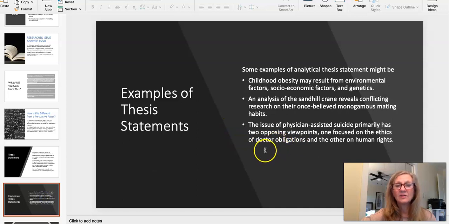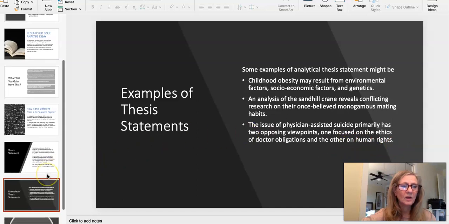One example I had in the next slide is the issue of physician-assisted suicide, which again is a controversial and emotional topic that has primarily two opposing viewpoints, one focused on the ethics of doctor obligations and the other on human rights. So we have two perspectives, two points of view, and then this paper would have a section going over the background of those doctor obligations and explaining that to the reader, and then have a second section on explaining about patient rights.